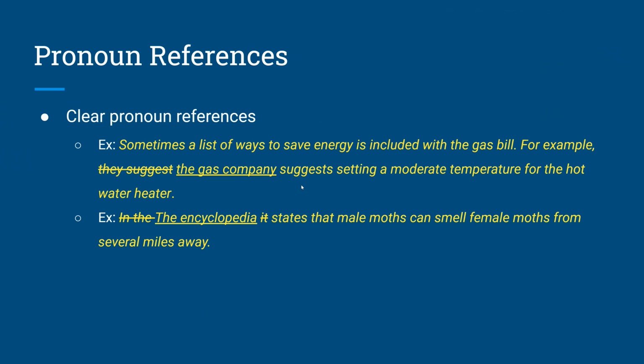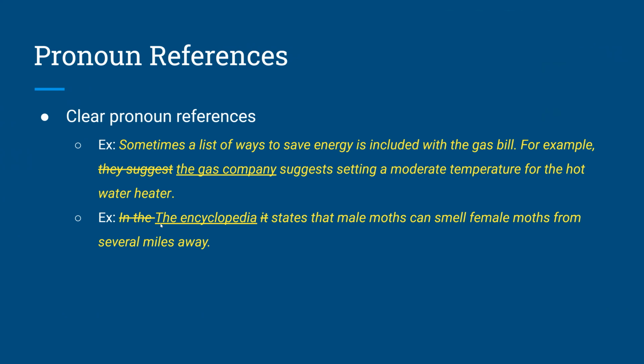Pronoun references. Now, when you look at pronouns, you want to make sure that you are using enough nouns or proper nouns in your sentence to make the meaning clear. In this example, sometimes a list of ways to save energy is included with the gas bill. For example, they suggest setting a moderate temperature for the hot water heater. So that was the original sentence. Whenever you have this they, we don't understand who is they, who are they. So you want to define it by saying, for example, comma, the gas company. And then, of course, you have to change your verb to suggests setting a moderate temperature for the hot water heater.